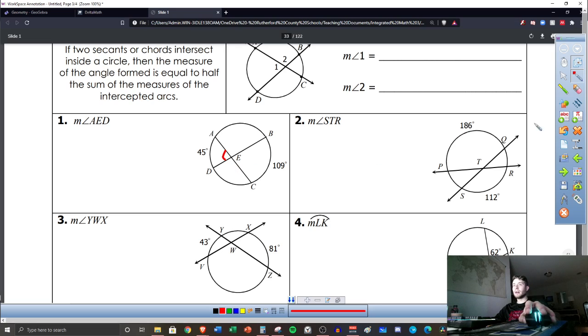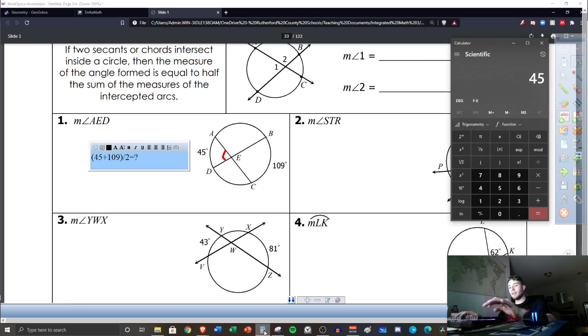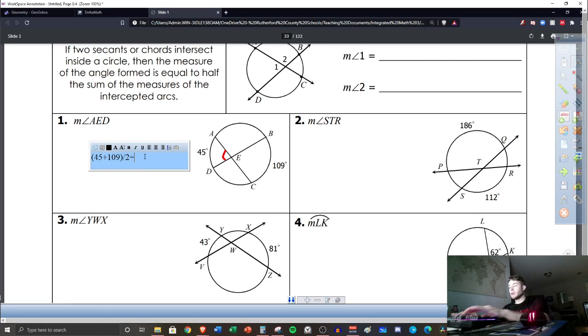Okay, what is that? Well, all I have to do is add 45 plus 109 equals our mystery angle. And I'll put that in parentheses because we need to divide by 2 on that one. We're going to divide by 2. So let's do that. 45 plus 109 divided by 2. So we know that that is equal to 77. So that's our answer for this.